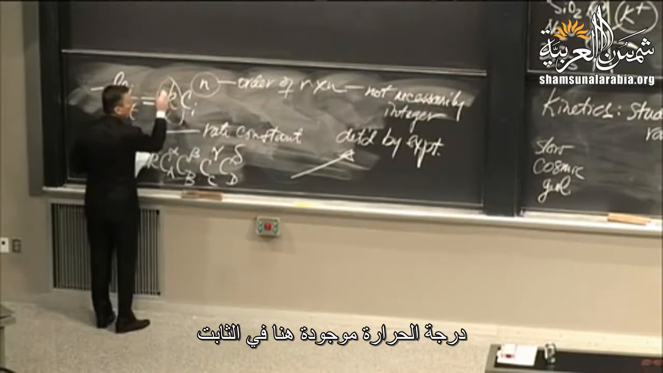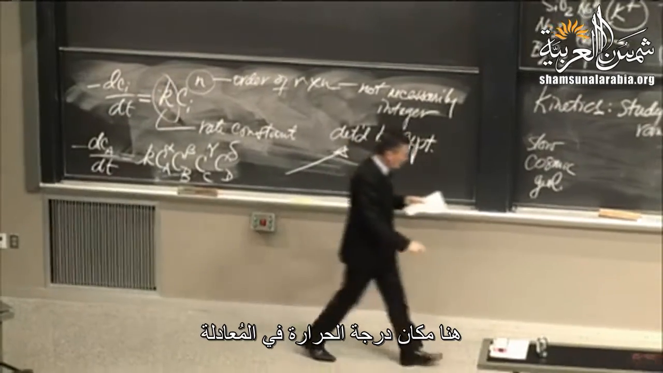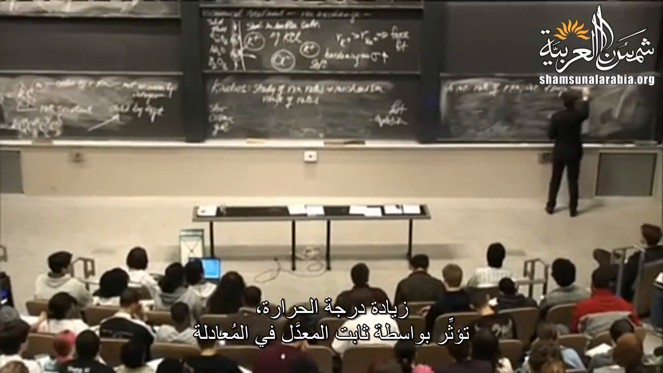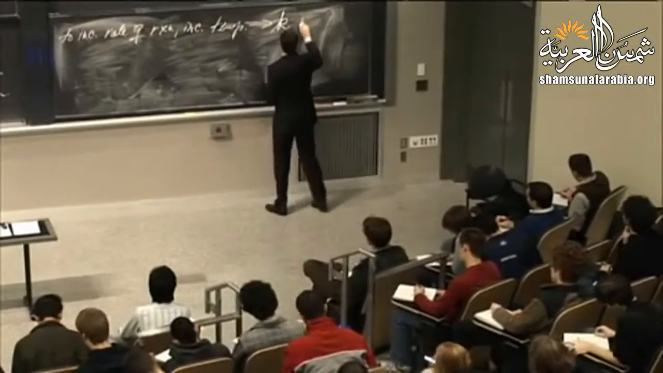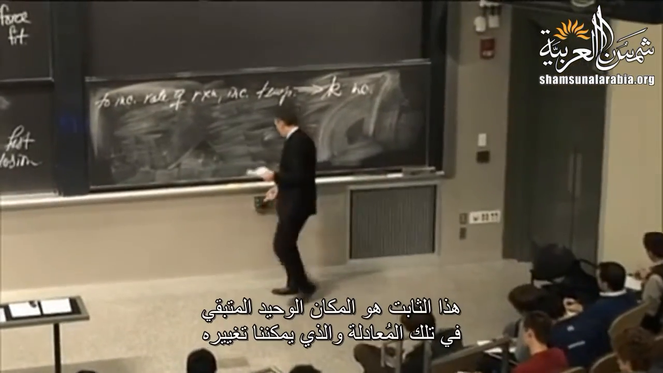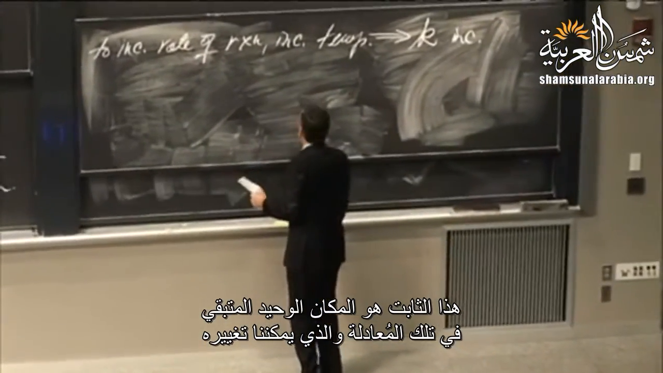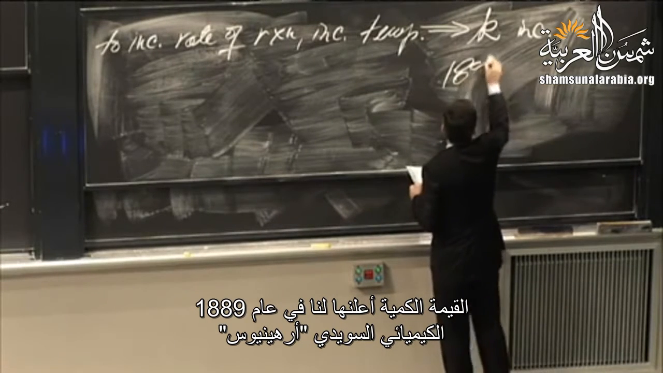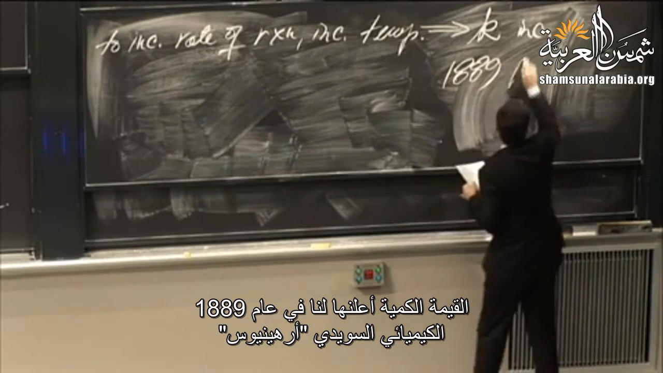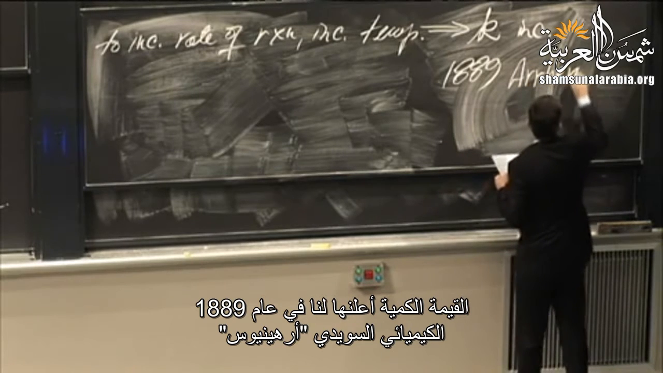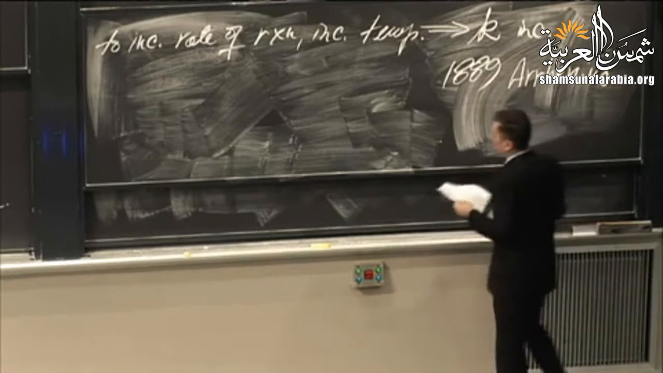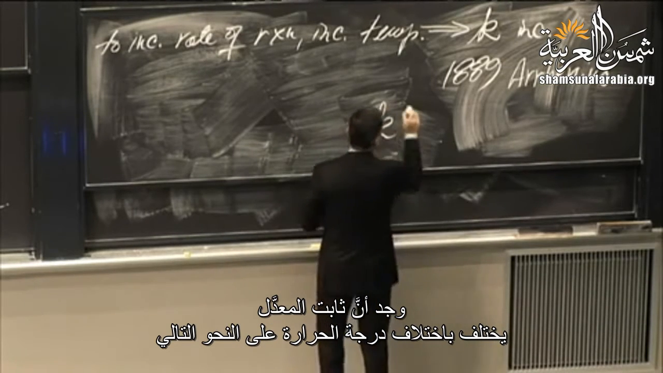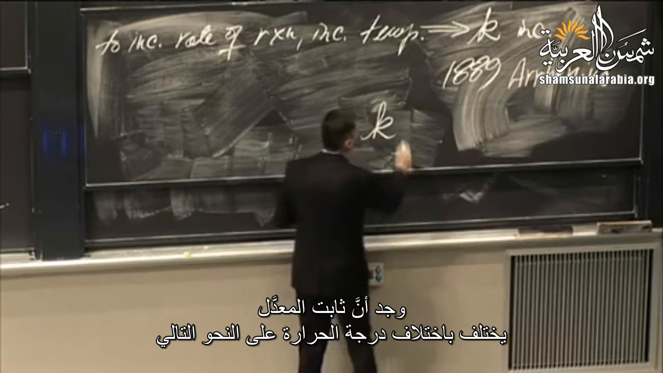The temperature is in here. That's where the temperature is. Increased temperature operates on the rate constant. That's the only place left in that formalism. But what's the quantitative value? The quantitative value was enunciated to us in 1889 by the Swedish chemist Arrhenius. And what Arrhenius found was that the rate constant varied with temperature in the following manner.